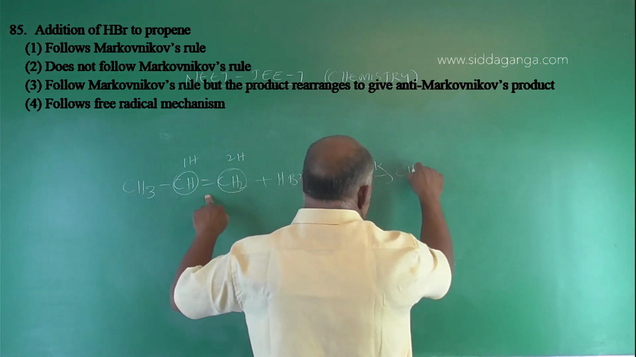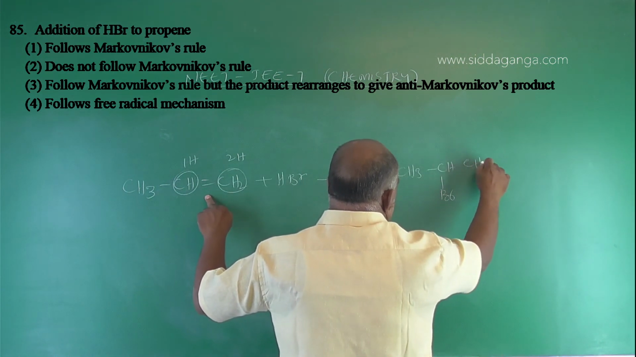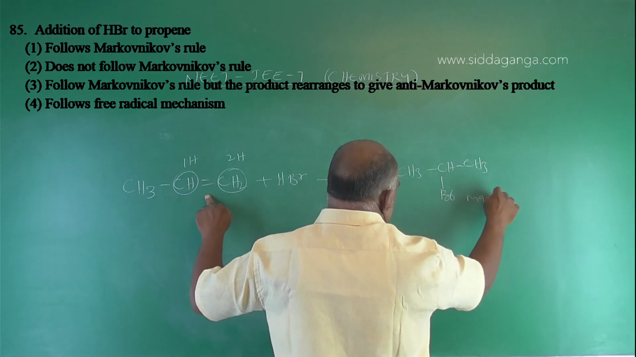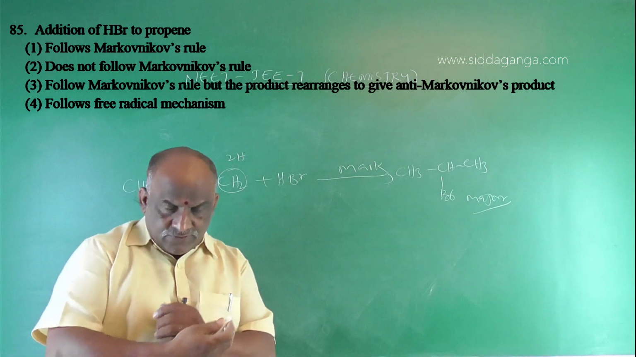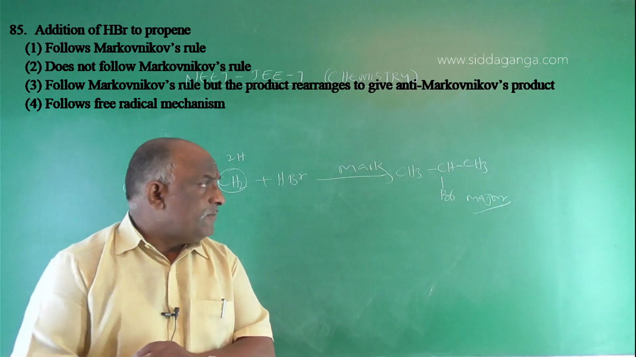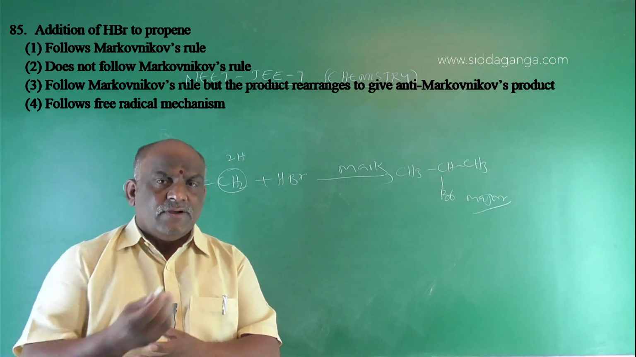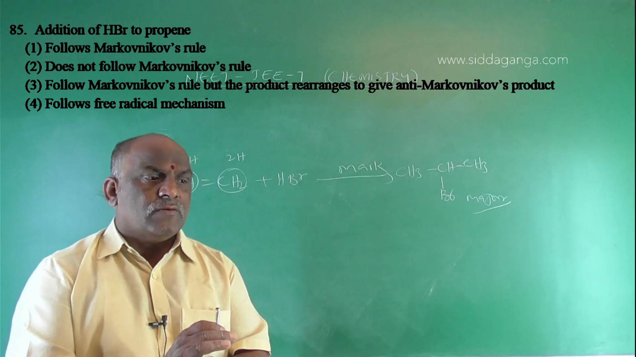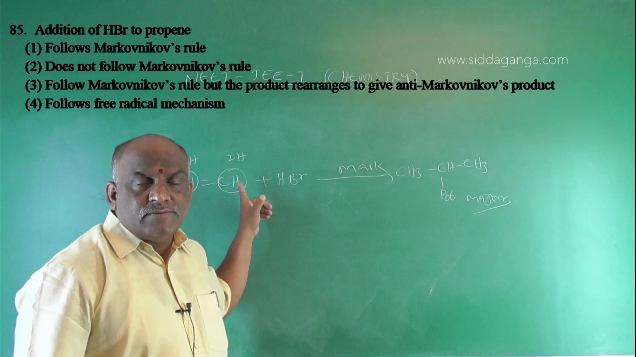And this answer will be like this: CH3, CHBr, CH3. This is the major product, according to Markovnikov's rule. The negative species goes to the carbon with fewer hydrogen atoms, that is, the negative species enters the double bond carbon with fewer hydrogen atoms, and the positive species attacks the carbon atom with more hydrogen atoms.